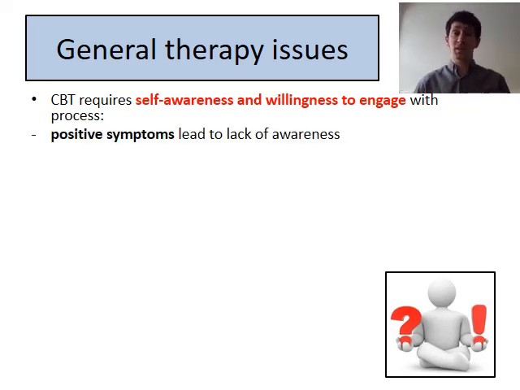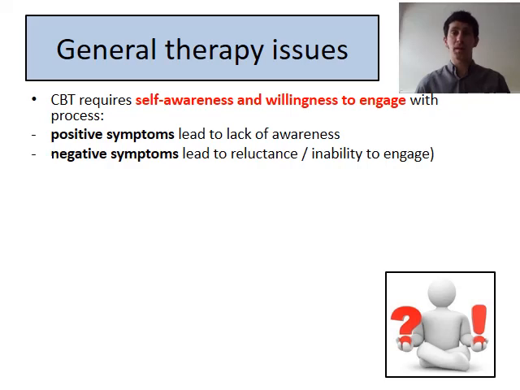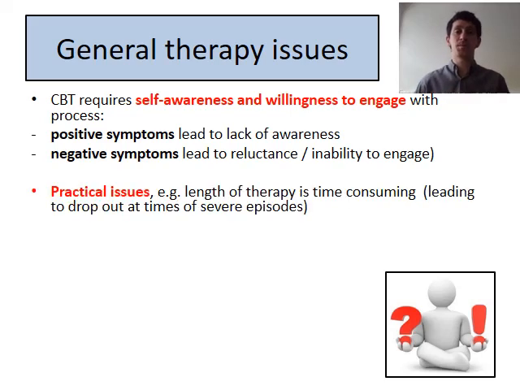And the key thing, especially with schizophrenics, is that anyone who's got positive symptoms, like hallucinations, like delusions, may not be fully aware in order to take part in therapy. Those who have negative symptoms, like avolition, might not have the motivation or might be reluctant to actually attend sessions in the first place. So these are always issues when it comes to getting schizophrenic patients to actually involve and engage with therapy.